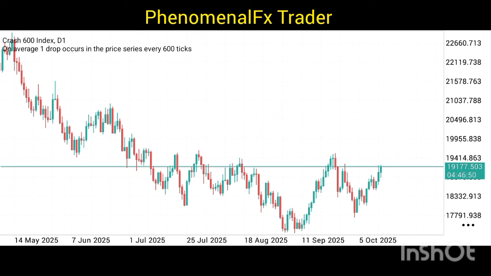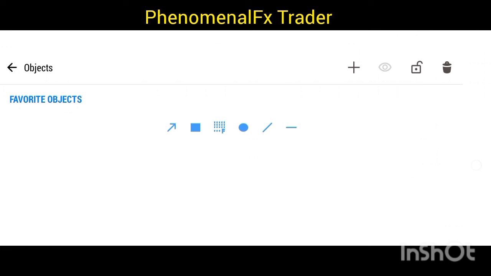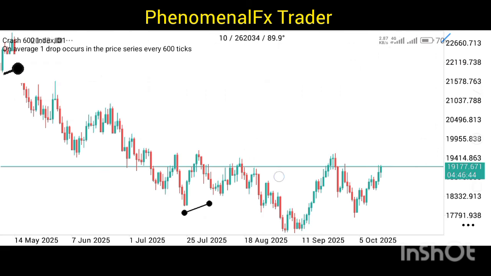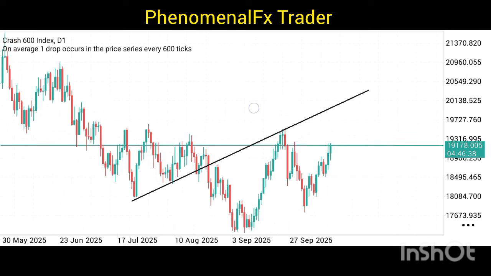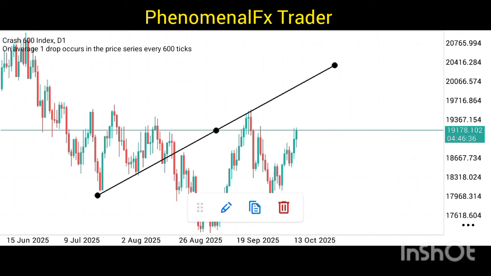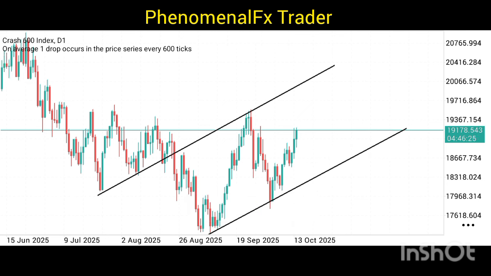So on the daily time frame, do we have a setup? Looking at what we have right here, let's see. I think we have this. Okay, this is a bullish structure right here. That looks like a bullish structure right there. So that means we are expecting the market to buy.